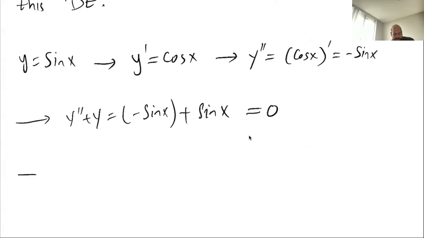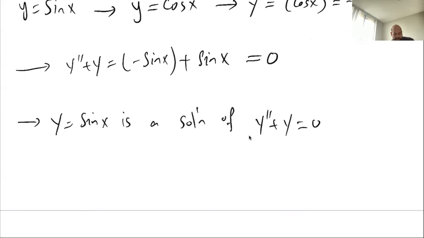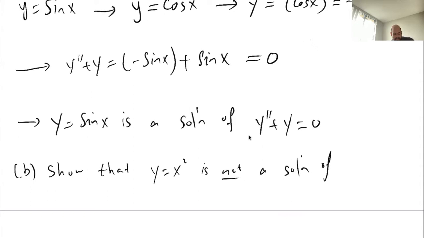So that means y equals sine x is a solution of y double prime plus y equals 0. Now let's say part B, show that y equals x squared is not a solution of y double prime plus y equals 0.